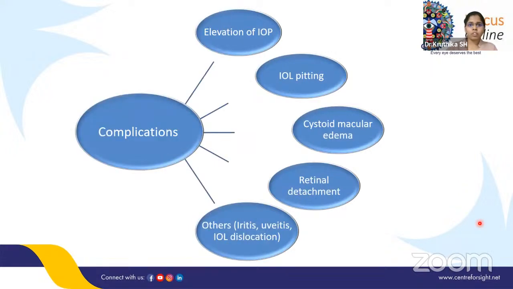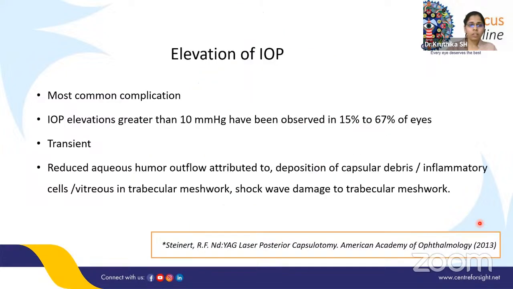There are a few complications with this procedure as well. It causes elevation of IOP, it causes IOL pitting, it can cause cystoid macular edema, it can cause retinal detachment, or it can also cause iritis, uveitis, or IOL dislocation itself. Elevation of IOP, being the most common complication, can occur, with an increase of more than 10 mm Hg in 15 to 67% of eyes. Elevation of IOP, as told before, is transient. Why does it occur? It occurs because of reduced aqueous humor outflow, because of deposition of capsular debris or inflammatory cells or vitreous in the trabecular meshwork, or it can also occur because of shock wave damage to the trabecular meshwork caused by YAG laser.